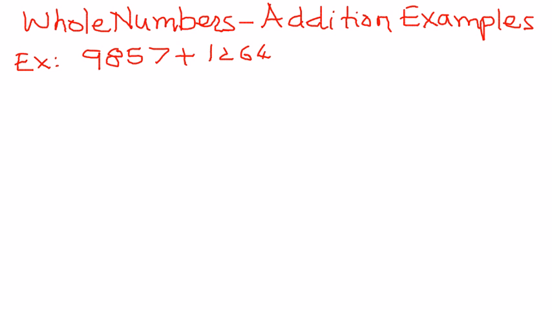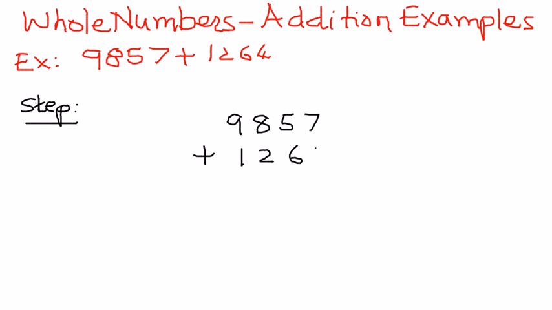So in this case, we're going to use our place value chart and then lay these numbers out in those respective places and then be able to add them. So let's see, we will break them down into steps. Step number one, we're going to write these numbers out: 9857 plus 1264.